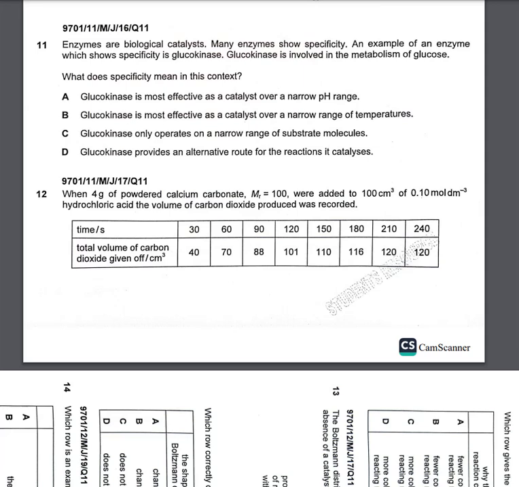Okay, now read question number 12. When 4 gram of powdered calcium carbonate, MR 100, so this is 0.04 moles of calcium carbonate, were added to 100 cm cube of 0.1 mole per decimeter cube HCl. So this means 0.01 mole. Try these formulas and calculate your mole values. These must be equal. When these are added to this volume, the volume of carbon dioxide produced was recorded.